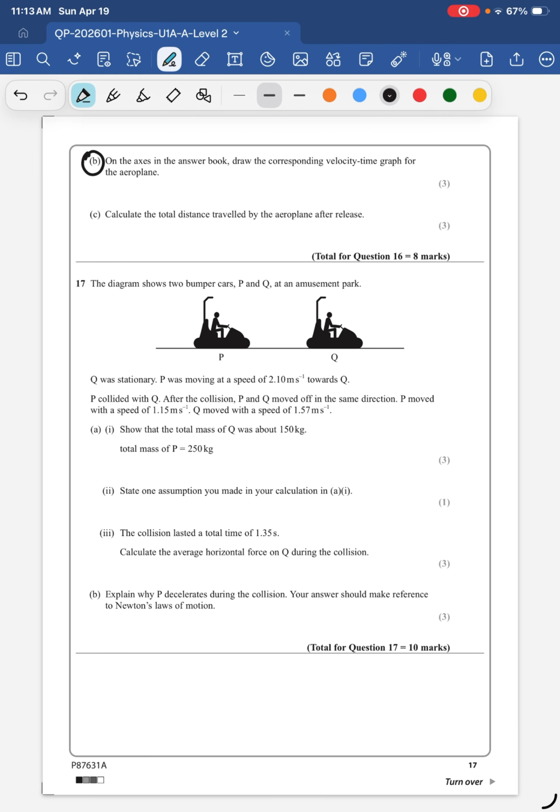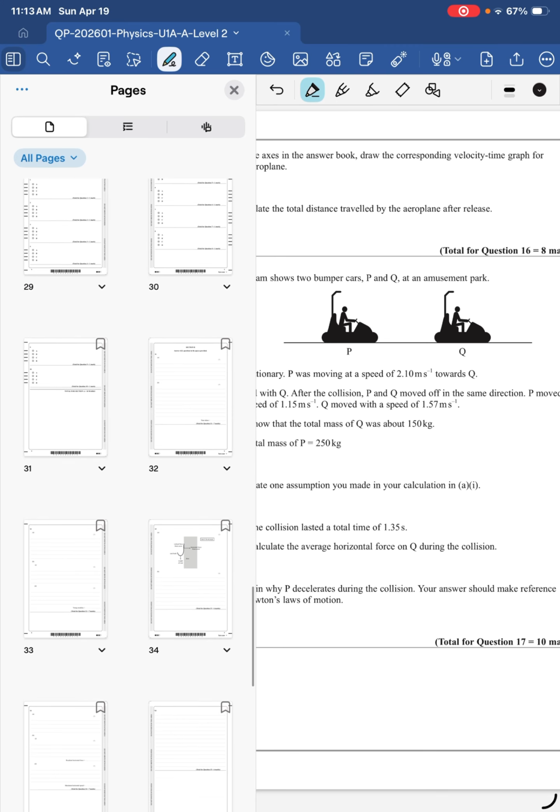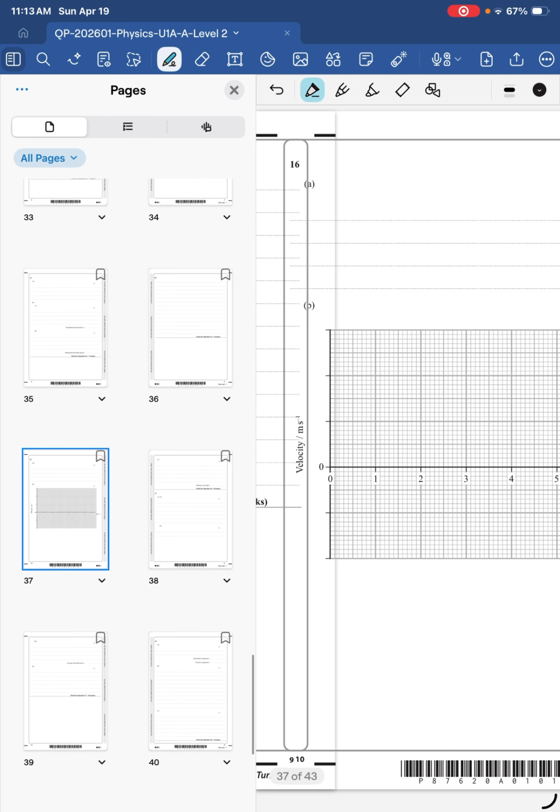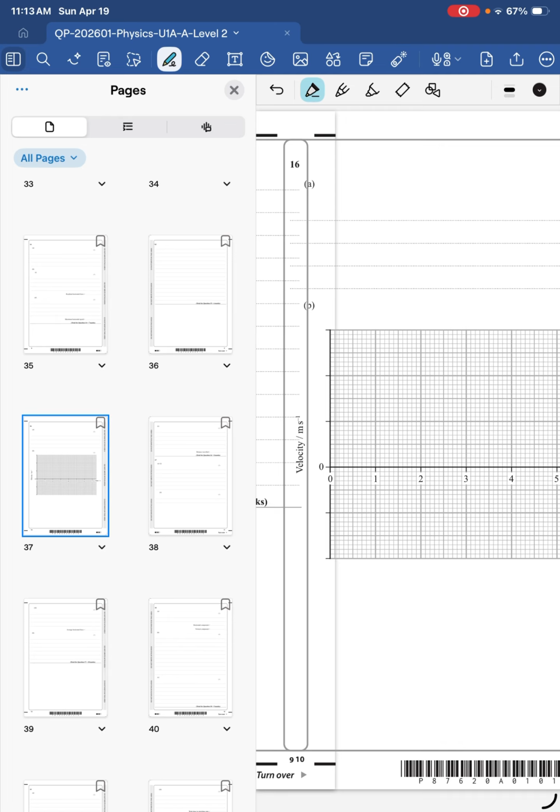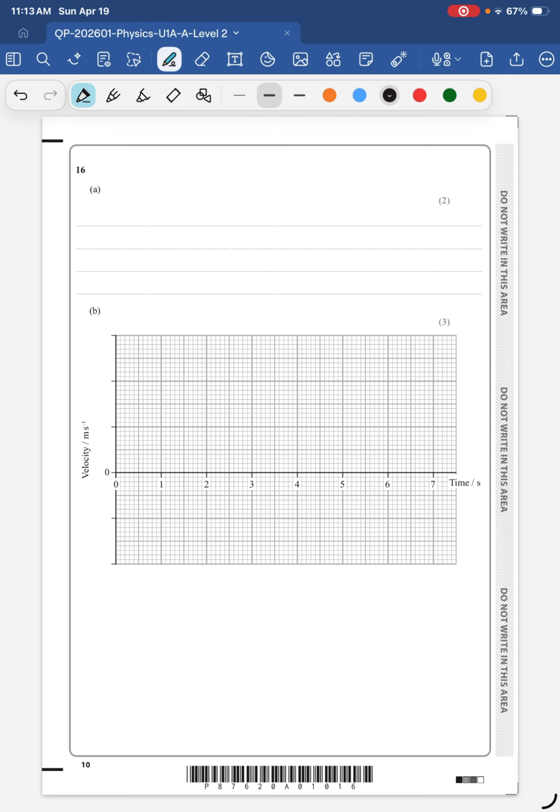Part B is over here. On the axis in the answer book, draw the corresponding velocity-time graph for the aeroplane. And now we do have to go to the back of the paper and find the graph. So here is the graph. Okay, let's close this. And we need to do some calculations first. I'm going to do them right here.